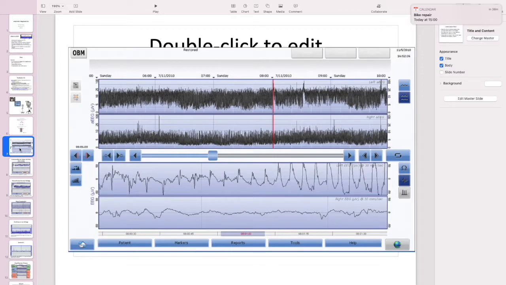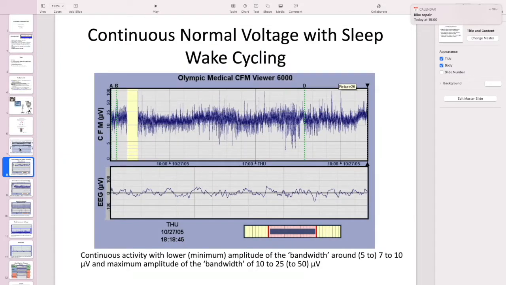So for that reason, I'm going to go through the 5 main classifications of background aEEG, and then maybe some identification of seizures. So the first one is continuous normal voltage with sleep-wake cycling. So this is a completely normal EEG. You would ordinarily have one for each side, but this is just amalgamated.